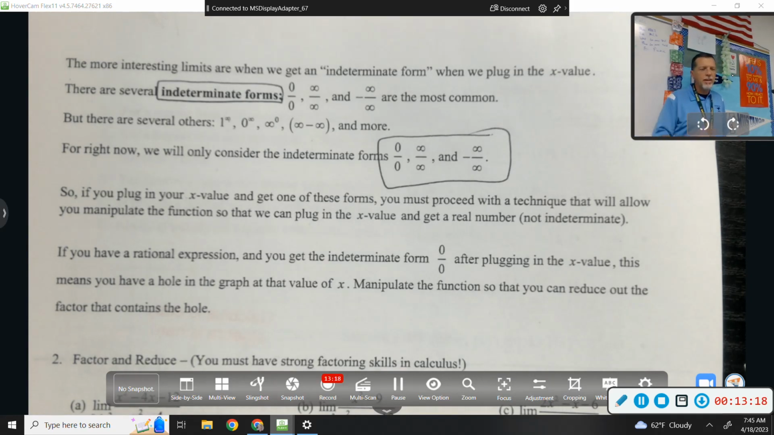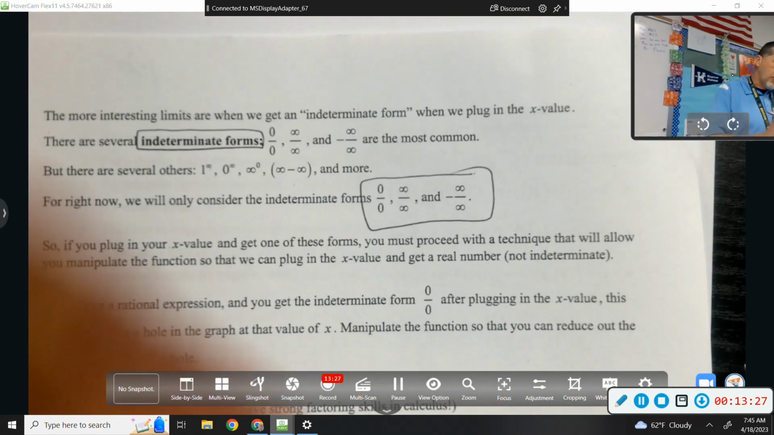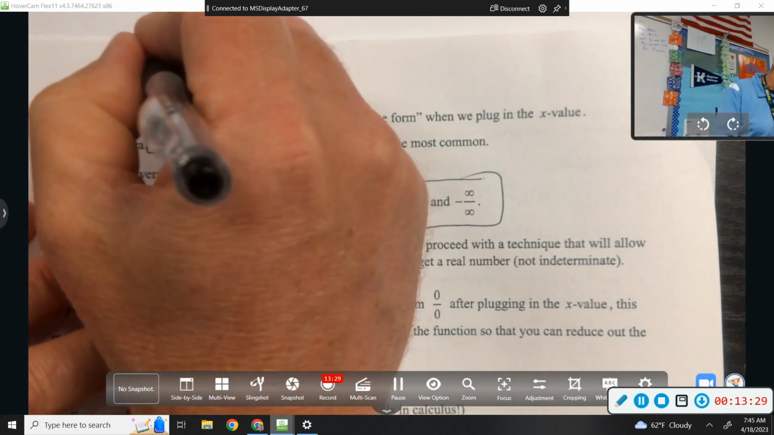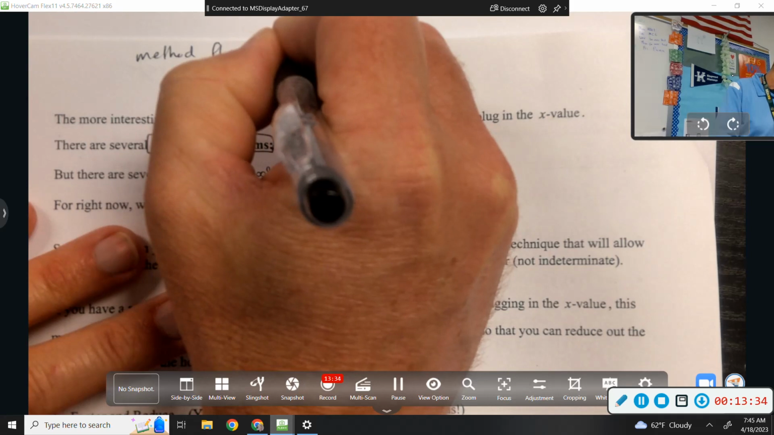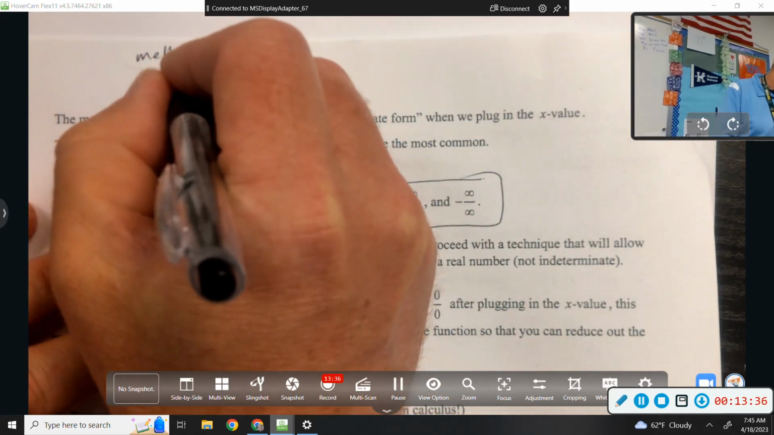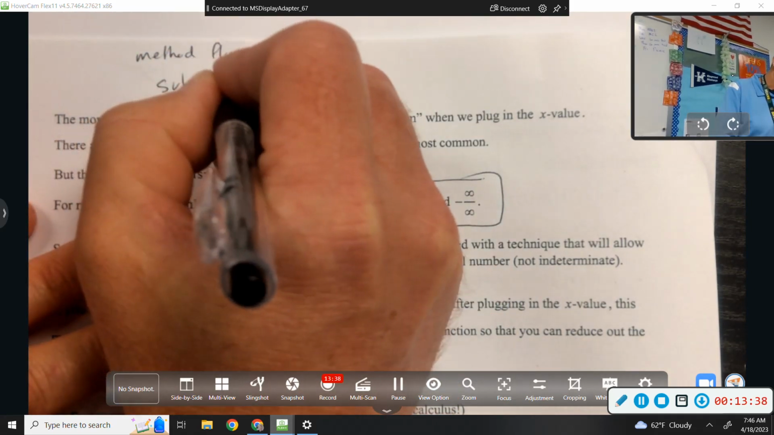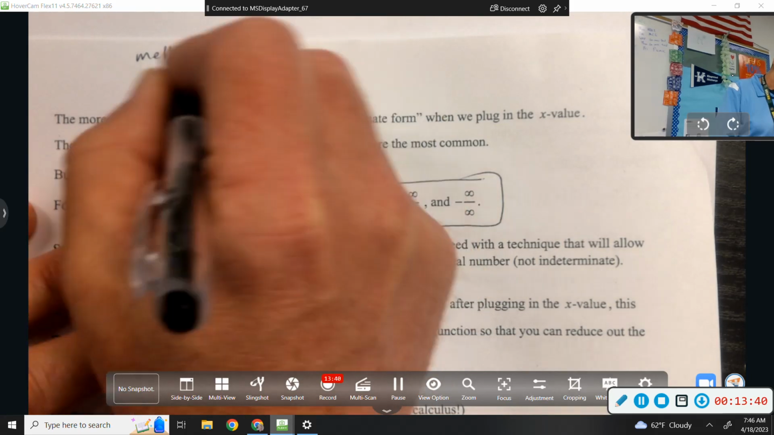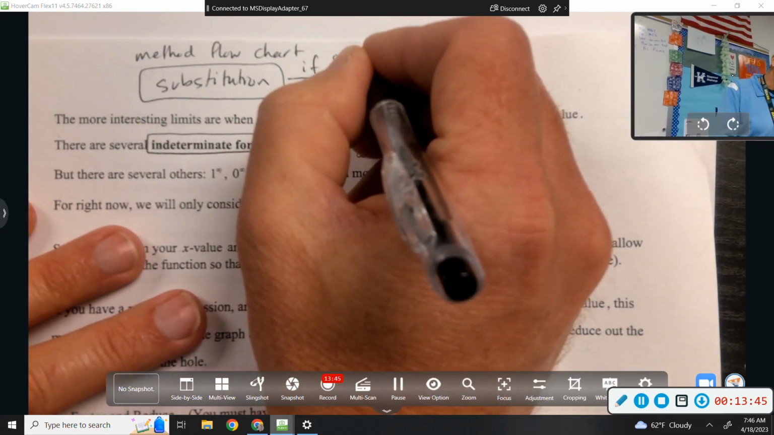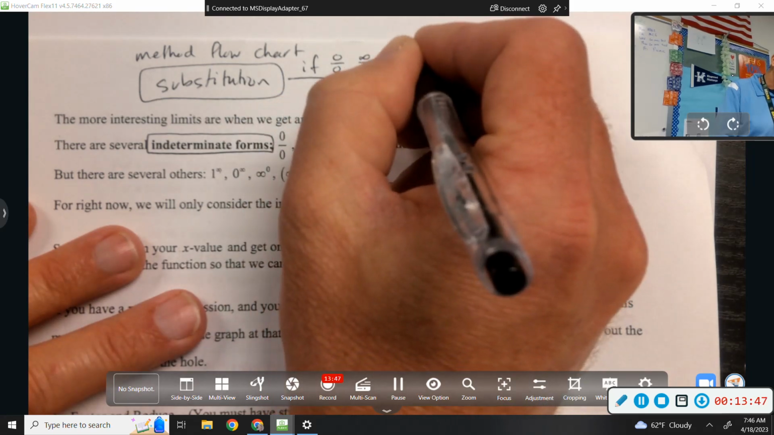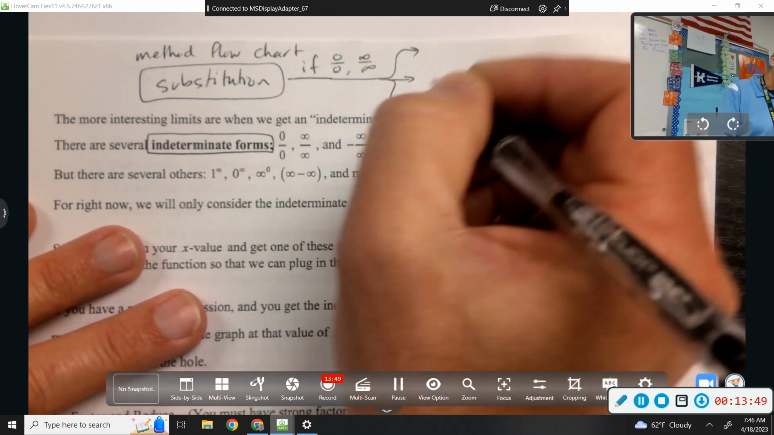And plus or minus, that doesn't really matter. That's not the main thing. So, I guess here's our flowchart of methods. Do substitution first. And then if you get 0 over 0 or infinity over infinity, then you've got to do one of these other methods.